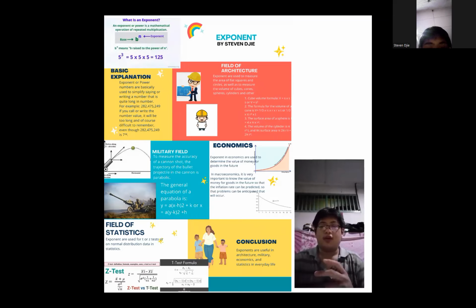Next, we move to the economic field. Exponents in economics are used to determine the value of money for goods in the future. In macroeconomics, it is very important to know the value of money for goods in the future so that the inflation rate can be predicted, so that problems that will occur can be anticipated. Apart from that, by knowing the exchange rate of money for goods in the future, you can know whether the investment funds that will be spent are profitable or not.